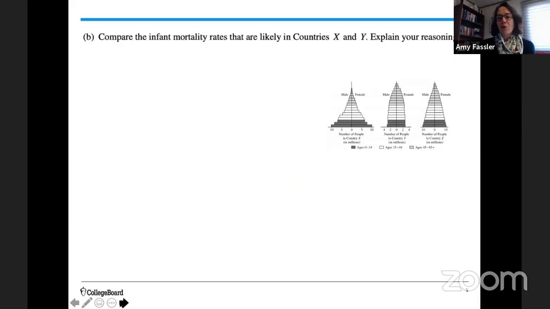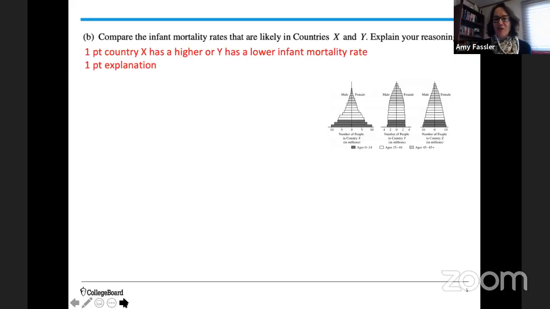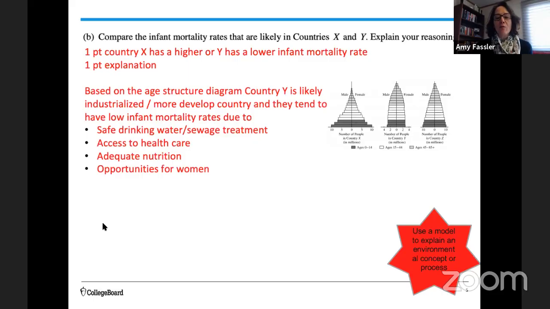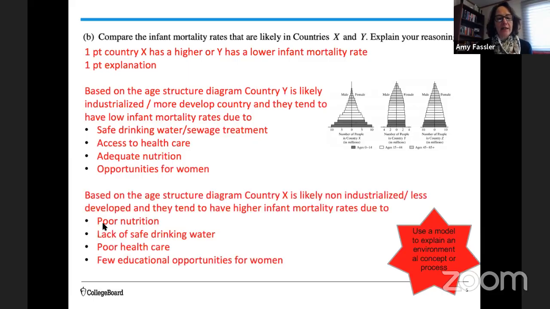In the next part of the question, you had to use that model to then explain something else. That's, remember, that big idea of where we're going with this skill. I want to be able to use that model to explain differences in infant mortality rate in this example. So 1 point for saying either that country X had the higher or country Y had the lower infant mortality rate, one or the other, and then 1 point for the explanation. And again, they're kind of opposite of one another.